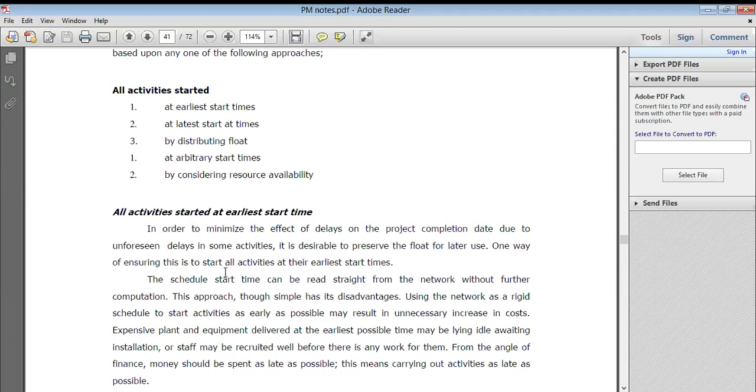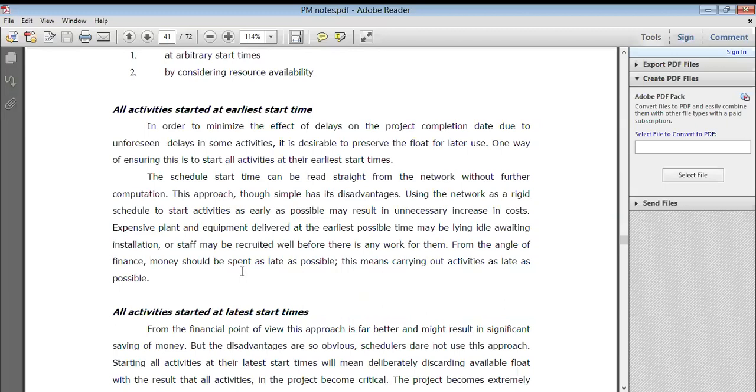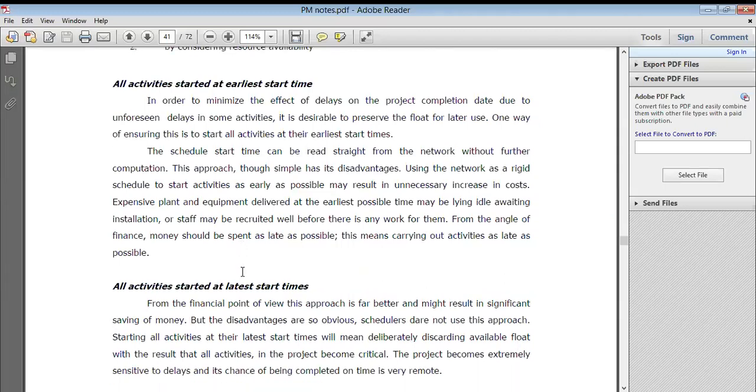अगर टेलर भी कुछ वर्क कर रहा है तो उसमें भी उसका सम लॉस तो होता ही है, ऐसा नहीं है कि नहीं होता है. So that will be fine, but you need to mention it, right? So using the network as a rigid schedule to start activity as early as may results in unnecessary increase in cost. Cost increase नहीं करना है.